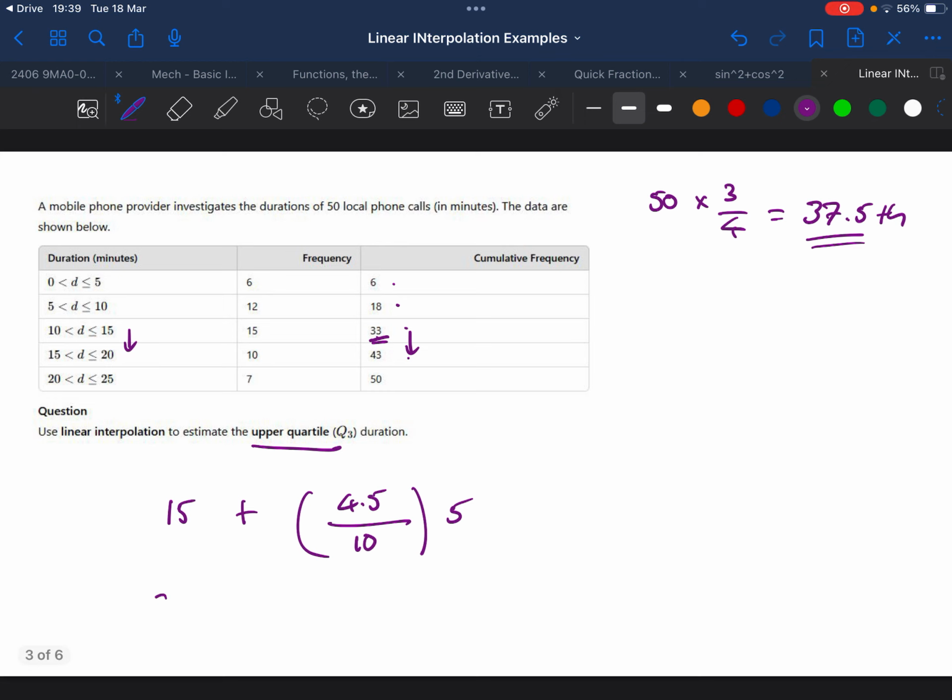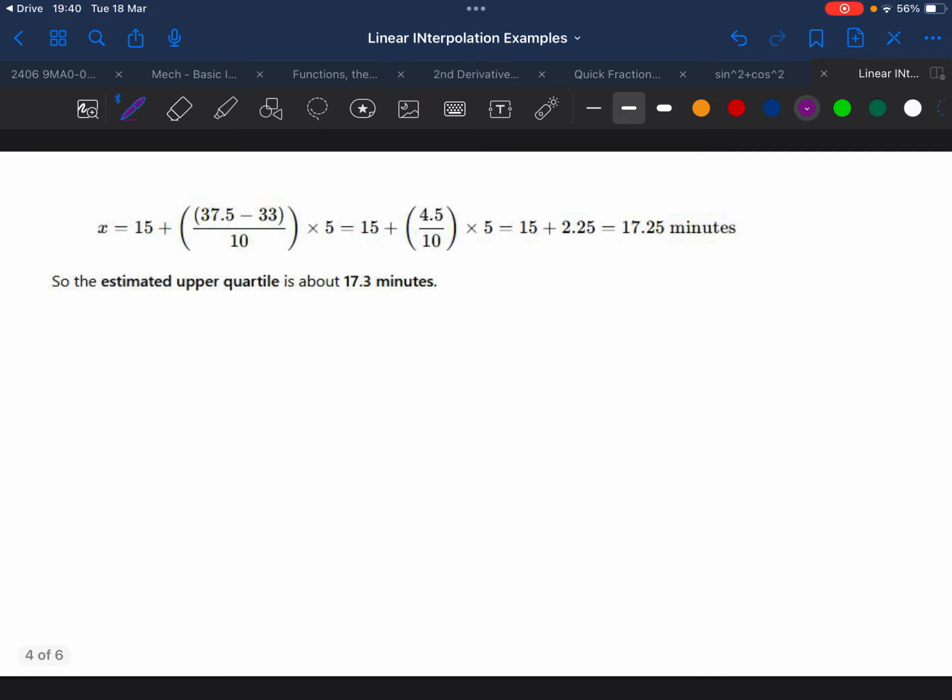So this is the starting point. This is proportionately the proportionate amount of the size. Let's in fact change the language. Proportionate size of the frequency of the group times by the class width. And if we do that one there, we should end up with an answer somewhere between 15 and 20. It looks like it's not a million miles off halfway, so maybe 17 point something. And there we go. We get 17.25 minutes. So let's have a go one more time.